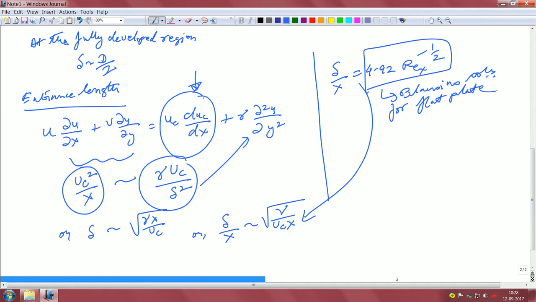Now, in addition to that, we apply one more equation, that delta is equal to d by 2 at the point where the entrance length ends. So, combining these two equations, therefore, you will get x by d will be equal to 0.01 Reynolds number d, where Reynolds number with respect to d is actually u c d by gamma.